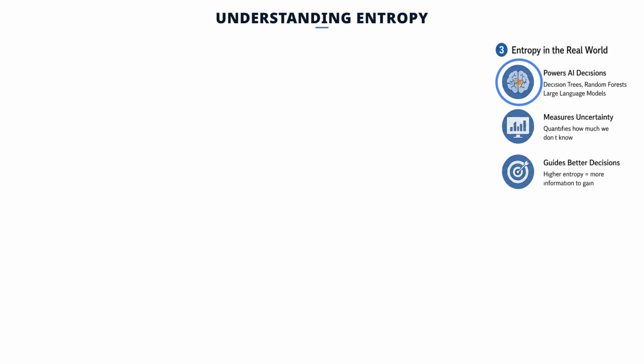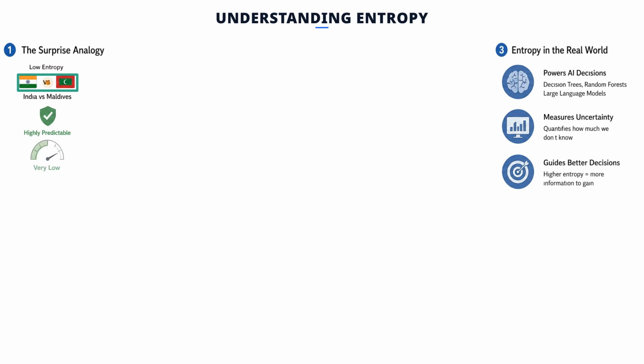Let's think about this using a surprise analogy with sports. In a cricket match between a world-class team like India and a much lower-ranked team like Maldives, the outcome is highly predictable. Because we practically know the result beforehand, there is almost zero uncertainty. In this highly predictable scenario, entropy is very low.